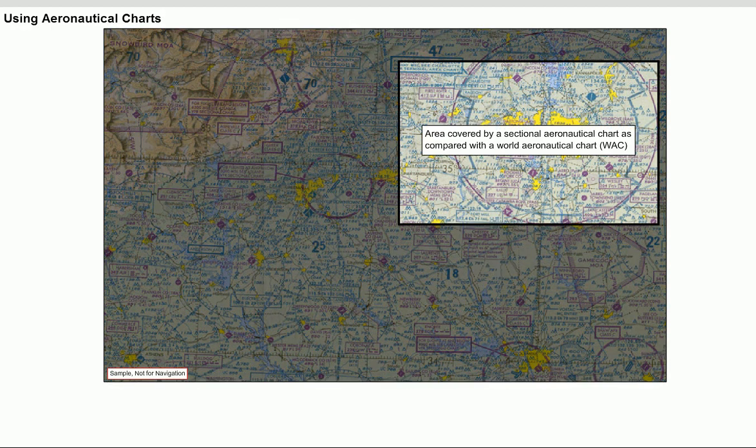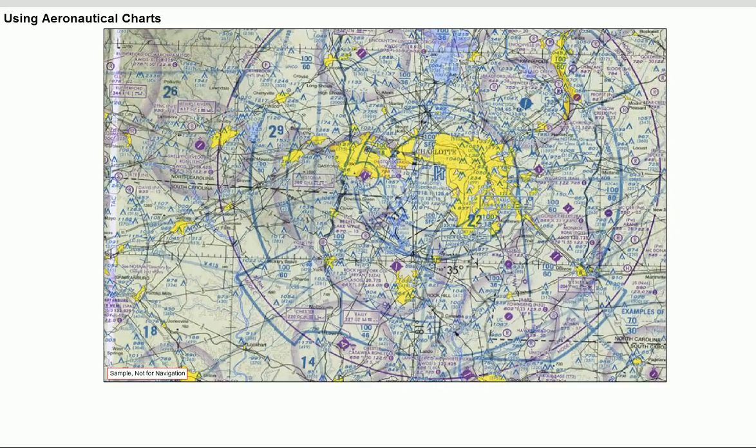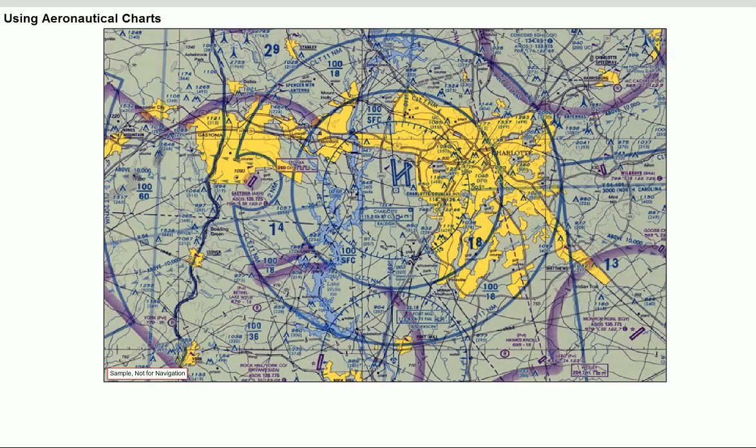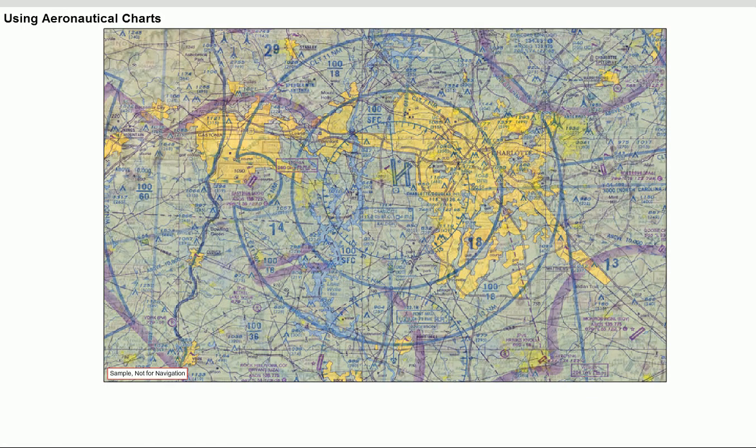A sectional aeronautical chart is next in the amount of area shown. It uses a scale of 1 to 500,000. At this scale, 1 inch on the chart represents approximately 7 nautical miles or 8 statute miles. Out of the three chart types, a terminal chart provides the most detail, but the least amount of area. It uses a scale of 1 to 250,000. At this scale, 1 inch on the chart represents approximately 3.5 nautical miles or 4 statute miles.